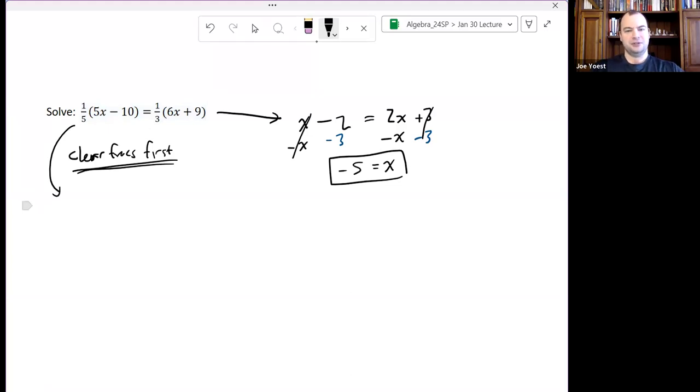If we clear fractions first, we want to multiply through by the LCD of 5 and 3, which is 15. Those are both prime numbers. So we have like a 3's column, a 5's column, and 3 times 5 is the LCD. 15 times 1/5 is 3. 15 times 1/3 is 5. I've gotten rid of my fractions, now I'll distribute.